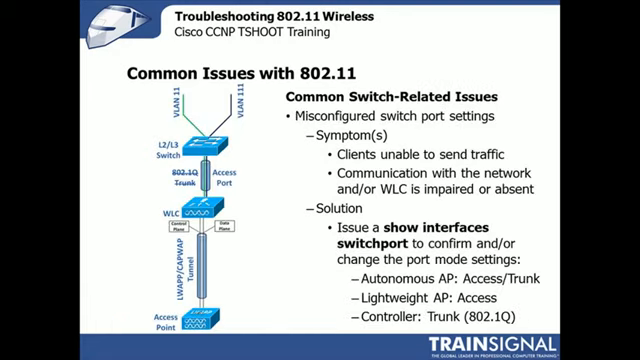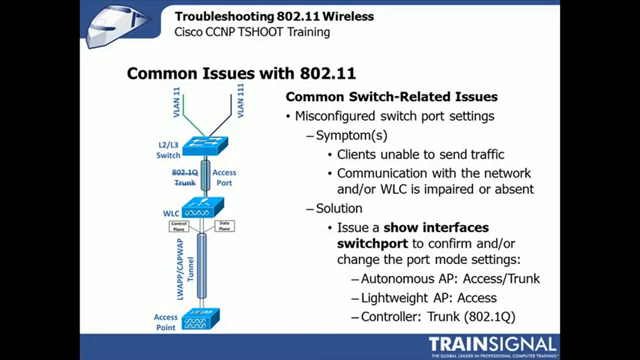So more to the point on what we're talking about as the topic of this particular lesson are going to be more switch related and network related issues. So let's look at a couple of switch related issues. It could be misconfigured port settings. See the picture to the left? You have an access port to your wireless LAN controller rather than a trunk.